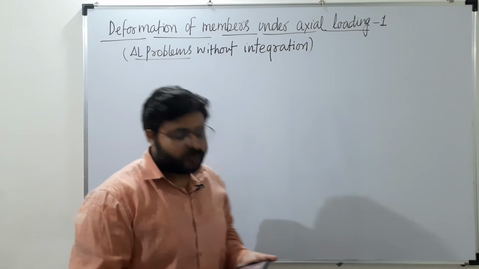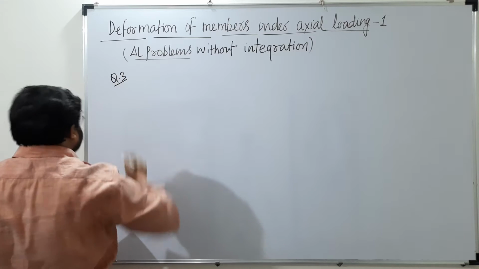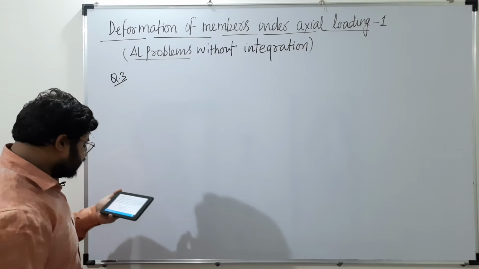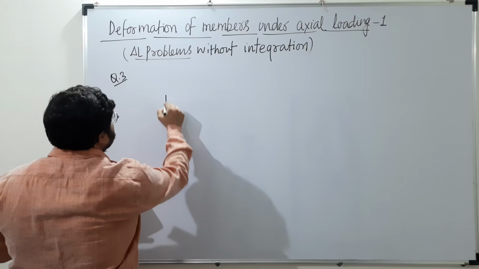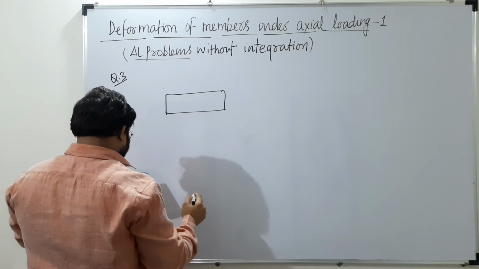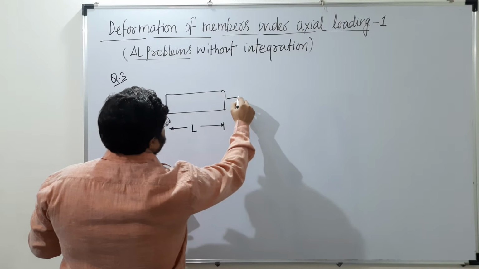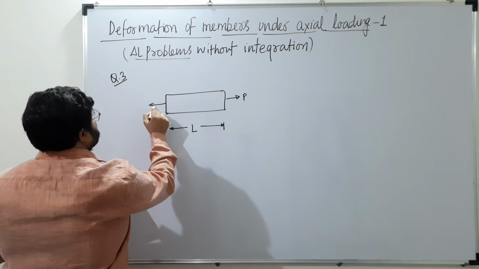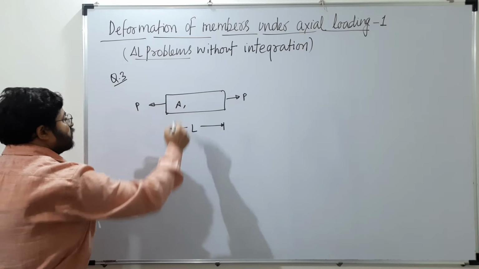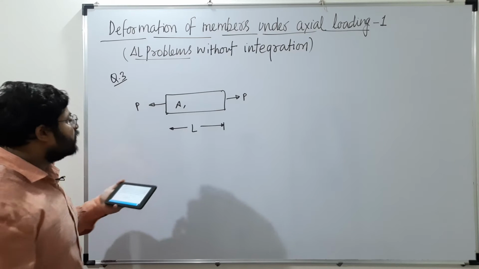Now we will take up question number 3 first. In this question, a rod of length L having uniform cross-sectional area is subjected to a tensile force P as shown in the figure. This is the rod of length L and it is subjected to force P. The cross-sectional area is A. Modulus of elasticity varies linearly from E1 to E2.